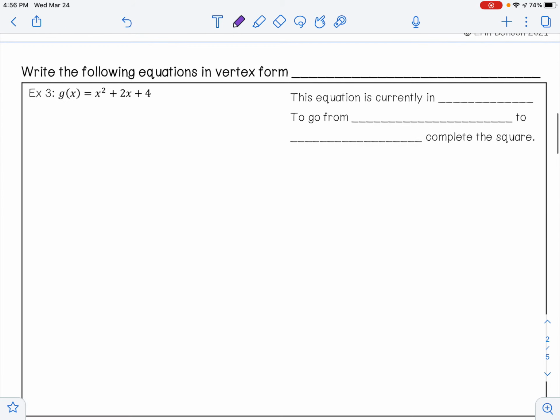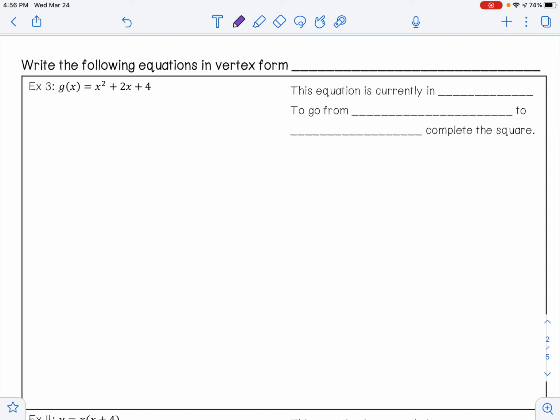For the next two examples, they want us to write the following equations in vertex form. Vertex form is y equals a times x minus h squared plus k. On example 3, I have g of x equals x squared plus 2x plus 4. This equation is currently in standard form.